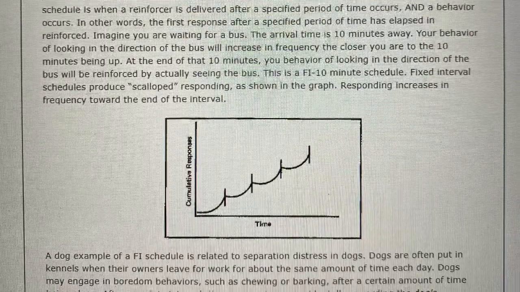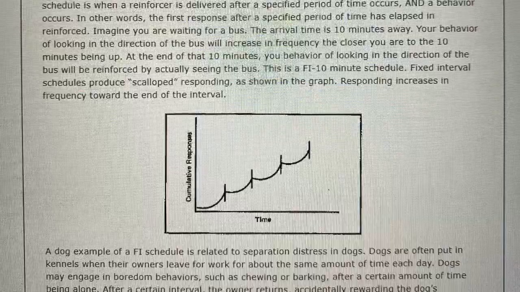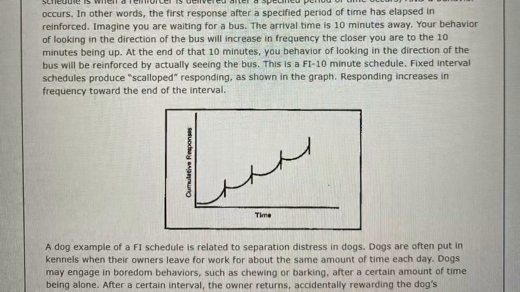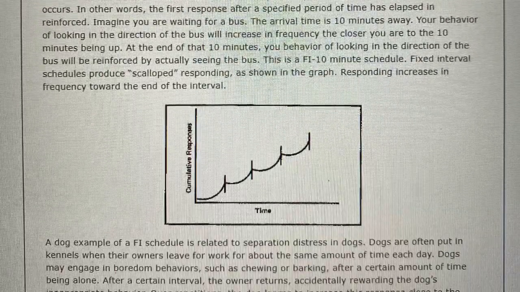Fixed interval schedules produce scalloped responding, as shown in the graph. Responding increases in frequency toward the end of the interval.